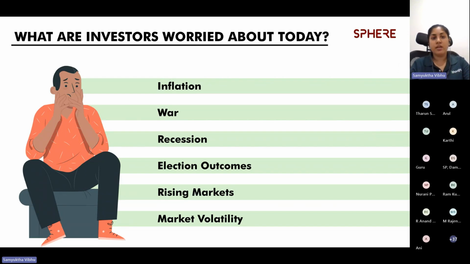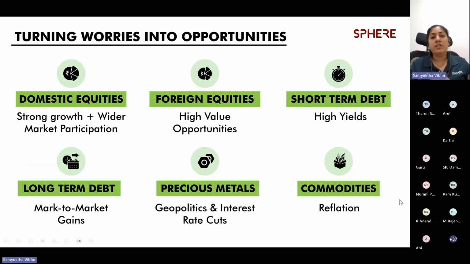So when we look at what's happening here, we need to see how we can turn these worries into opportunities. And again, I'm going to take the same approach in terms of what each asset class is bringing to the table and what it does today. If we look at this, you see that domestic equities have had strong growth and much wider market participation. So just spend a couple of minutes today doing a few Google searches. Look at the number of demat accounts that have been opened. Look at the pace at which SIPs are growing. You can go to AMFI's website and see this data. And you'll notice that more and more people are believing in this market.